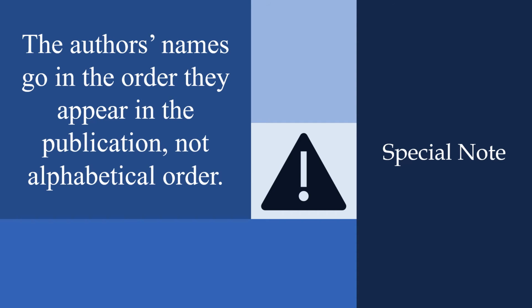Special note. When we're creating a reference entry for an article, we want to make sure that the author's names go in the order they appeared in the publication, not necessarily in alphabetical order. A lot of students assume that because the reference list in its entirety is alphabetized, that the names in the specific entry should also be alphabetized. But what we want to do instead is honor the sequence of names that the authors themselves have decided upon, because this is usually based on the amount of work that each individual author does, and we do not want to undermine that.